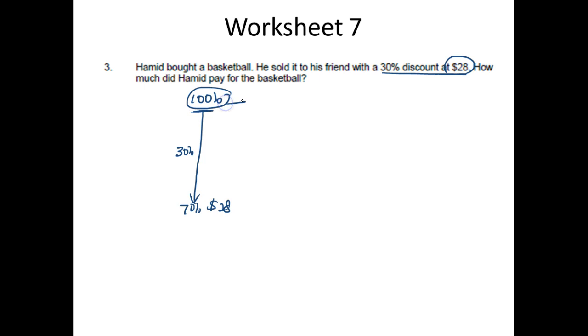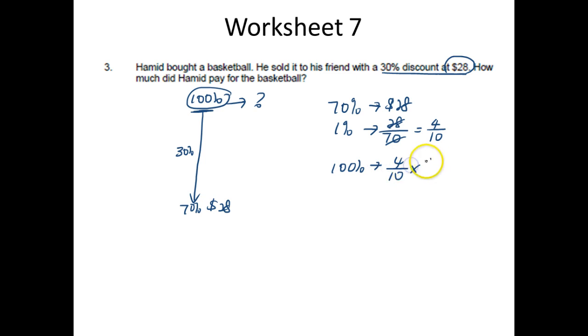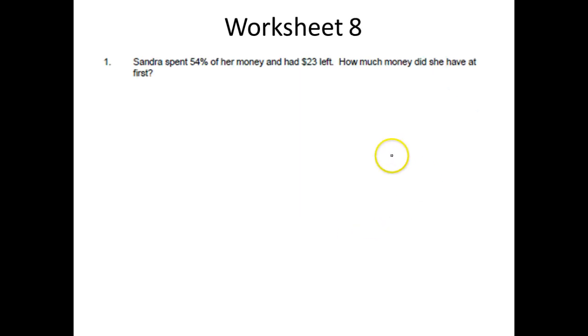So we want to find how much he paid. 100%. So 70% is the $28. 1% is 28 out of 70, divided by 7 is 4 out of 10. I want to find 100%, so 4 out of 10 times 100. So Hami paid $40 for his basketball.